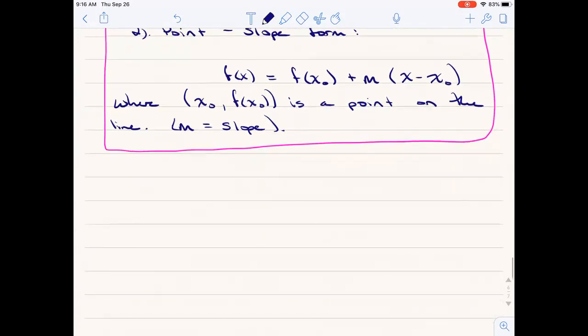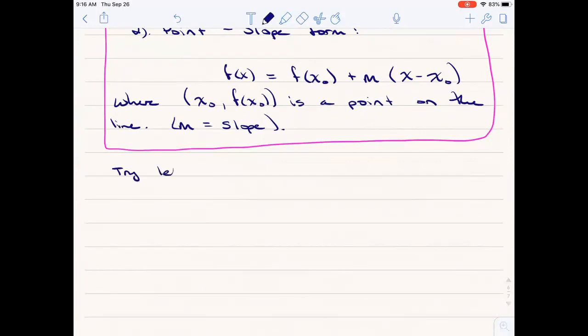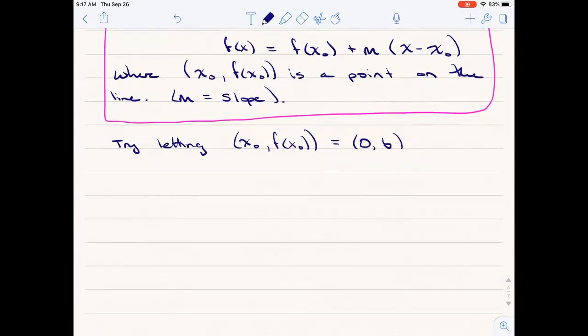We'll do an example. Try letting the point x naught, f of x naught, be 0, b, the y-intercept. If I ask you to specify that, then x naught, f of x naught is going to be 0, b. That's just specifying that the point I'm looking at is the y-intercept, forcing x to be 0, and then the output we know is going to be b.